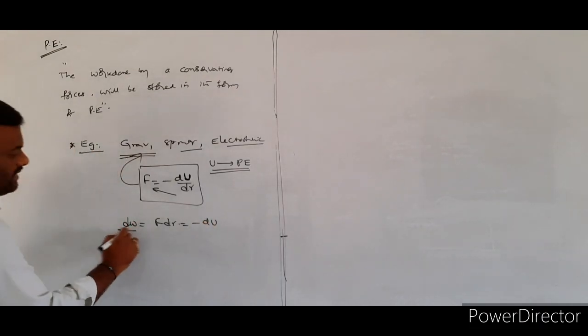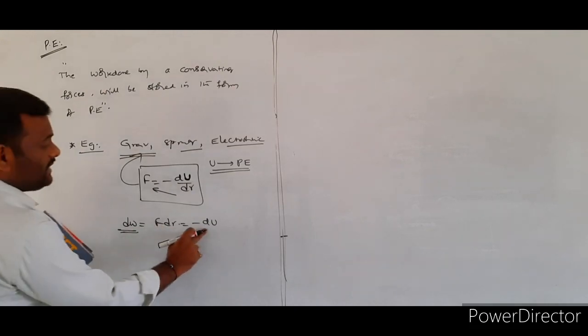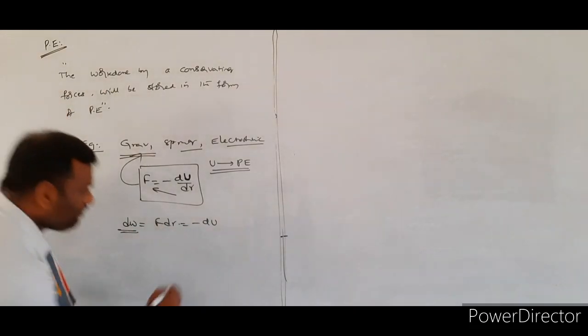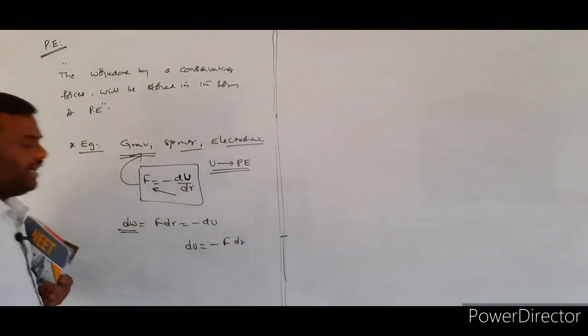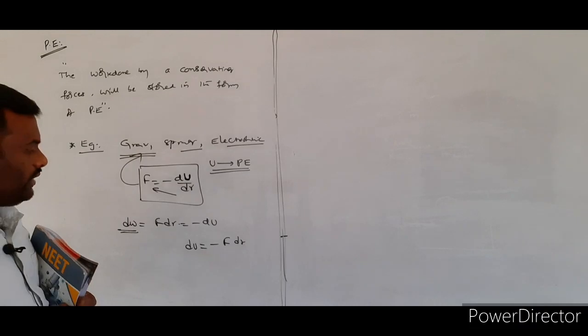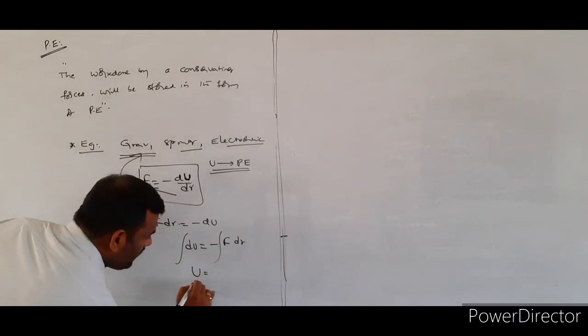So the work done formula, generally we know that work done is equal to force into displacement. Force into displacement is equal to minus dU. From this I will write dU is equal to minus F dr. If you integrate on both sides, you will get the total potential energy value.